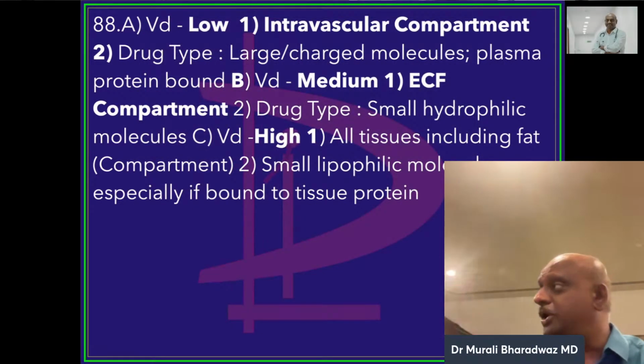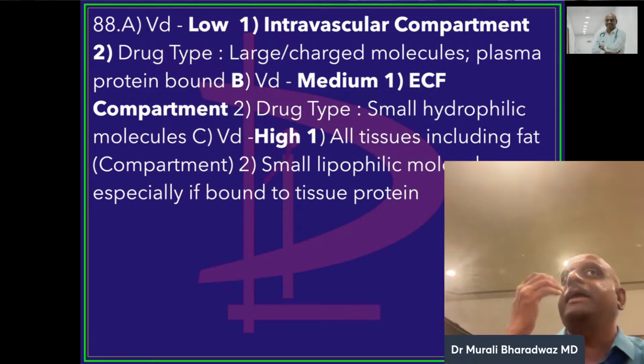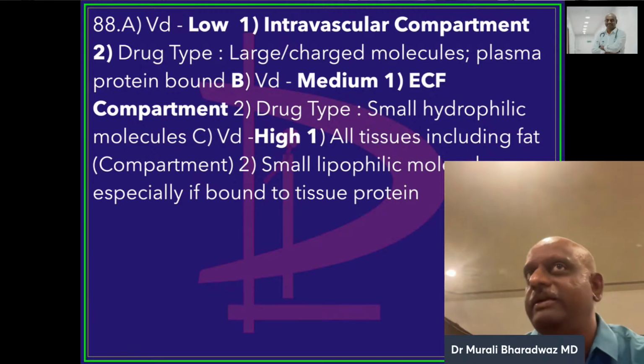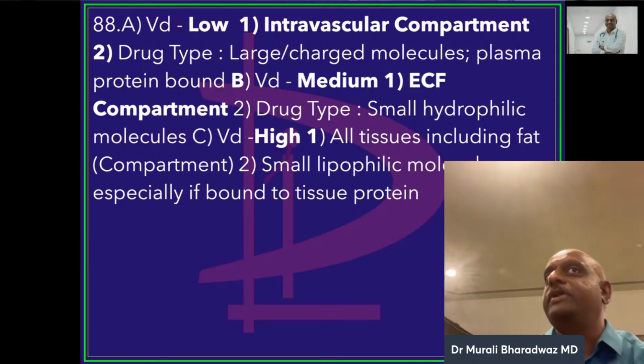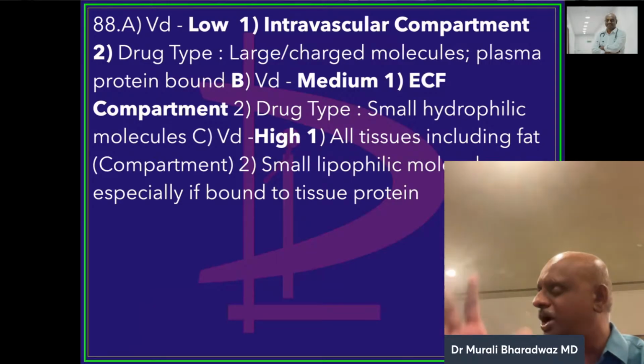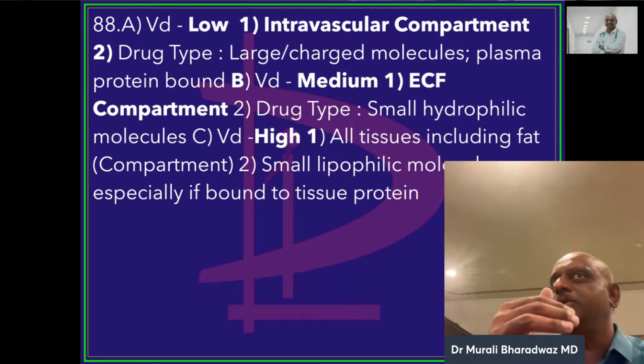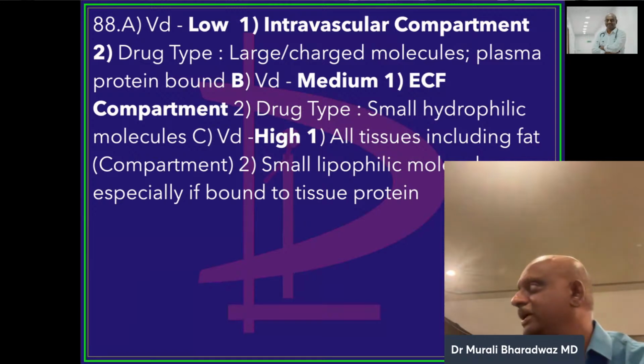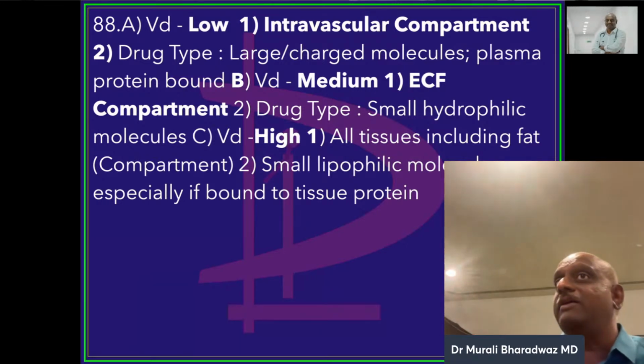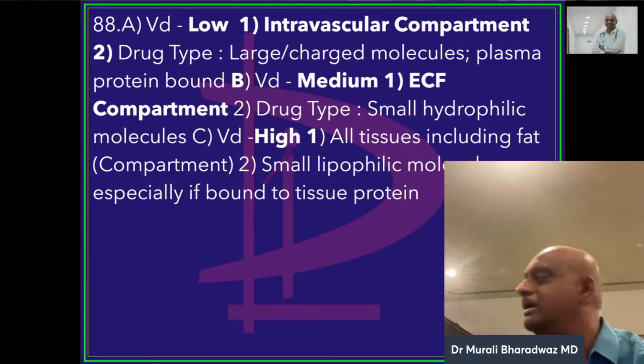When the VD is low, that means it is staying inside the blood vessel. So what type of drugs? Highly plasma protein bound drugs, large molecules or charged molecules will remain inside the blood vessel and will have low VD. Medium, if it goes into the extracellular fluid, small hydrophilic molecules. Then high VD, those which have a lot of fat solubility. All tissues will have fat in the cell membrane. They will jump into the fat.